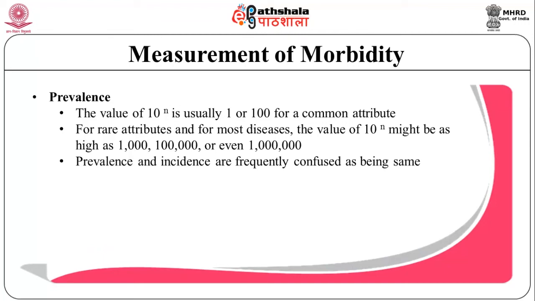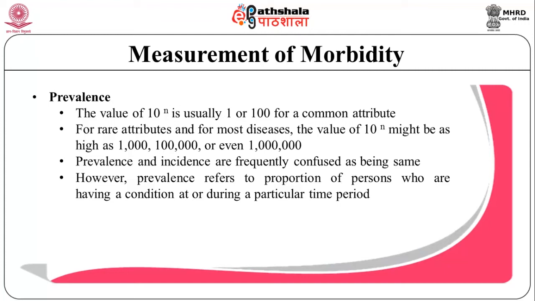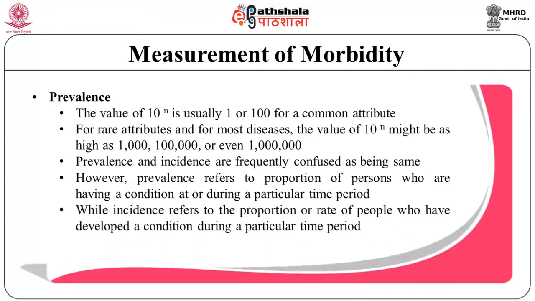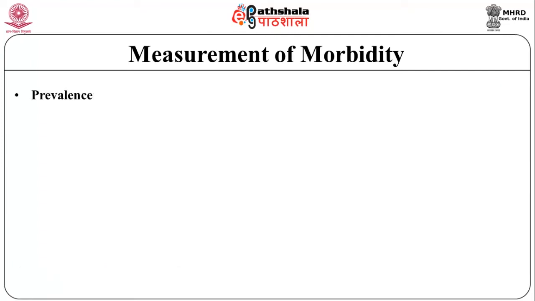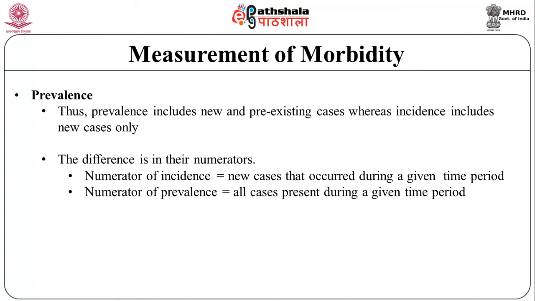Prevalence and incidence are frequently confused as being the same. However, prevalence refers to the proportion of persons who are having a condition at or during a particular time period, while incidence refers to the proportion or rate of people who have developed a condition during a particular time period. Thus, prevalence includes new and pre-existing cases, whereas incidence includes new cases only. The difference is in their numerators. Numerator of incidence equals new cases that occur during a given time period. Numerator of prevalence equals all cases present during a given time period.